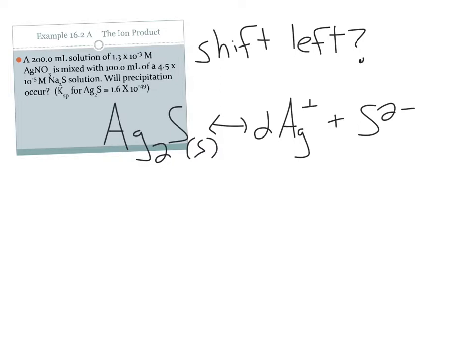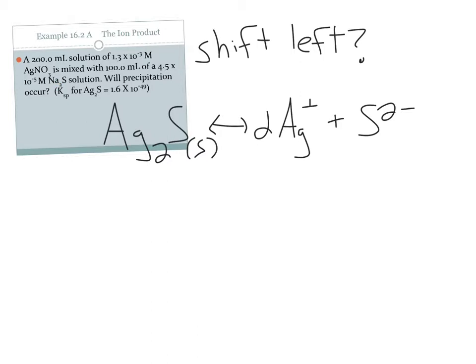I will warn you, you do need to watch out for dissociation. In this case, there is only one silver, so it's safe to do the silver. But if there were two silvers here, you might need to double the number of moles of silver. So watch out for that, because we are interested in the ions, not the molecules. And here there's one sulfide, so that's safe as well. But there are two sodiums, so if we wanted to calculate the spectator sodium, we would have to double the moles of sodium. But we're not interested in the spectators right now.